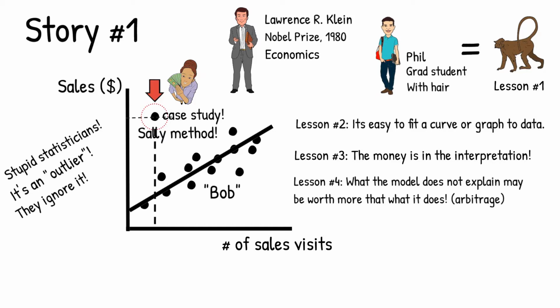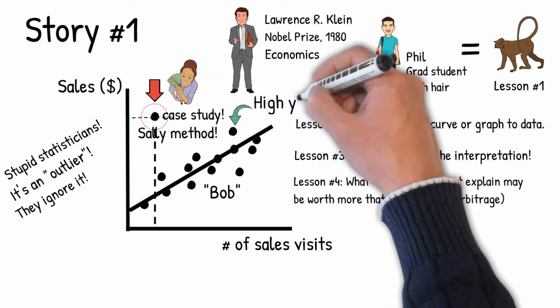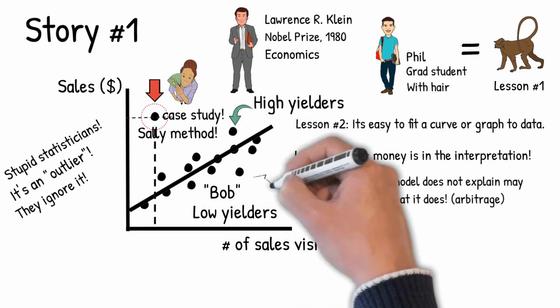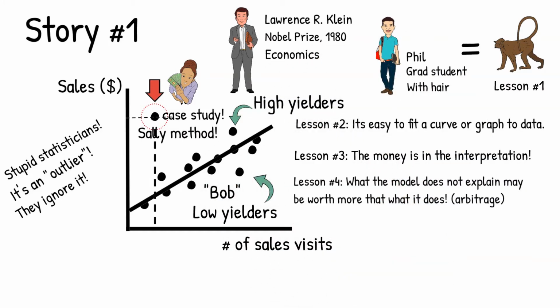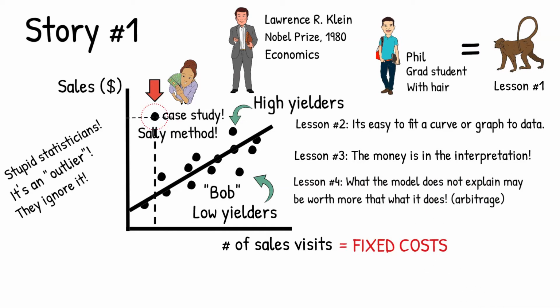Something Sally did is very different from others. In addition, you may want to add to the graph what the dots above and below a line mean. For example, people who spend so much time or fixed cost on a client and yield very high sales, well, let's call those high yielders.